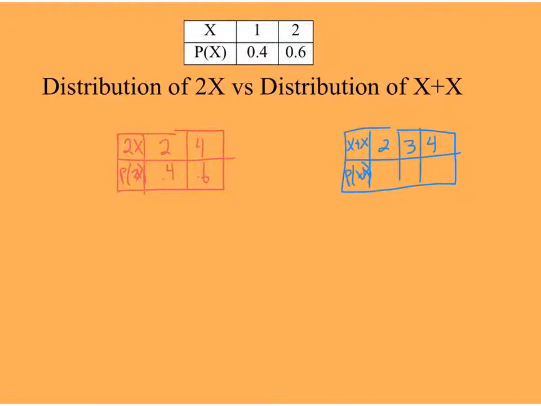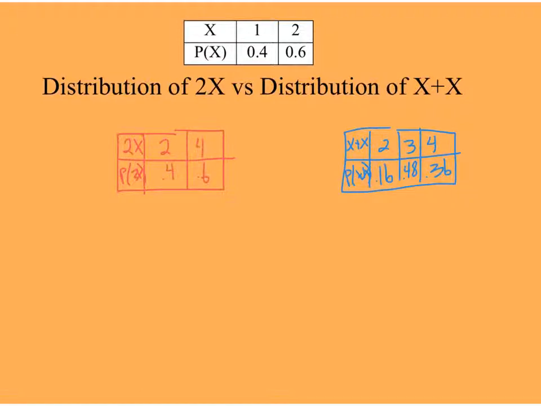Okay? So I have to do a little more work now for probabilities. Getting a 2 means you got a 1 twice. So 0.4 times 0.4 is 0.16. And getting a 4 in this distribution is like you got a 2 twice. So 0.6 times 0.6 is 0.36. So using the idea of a sample space, I can fill in that this is 0.48.